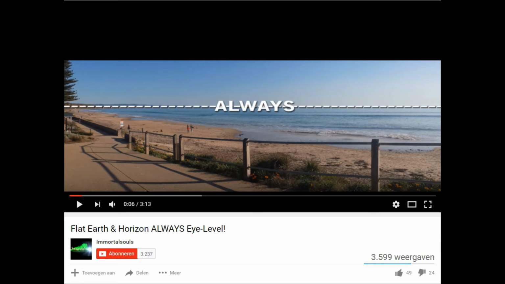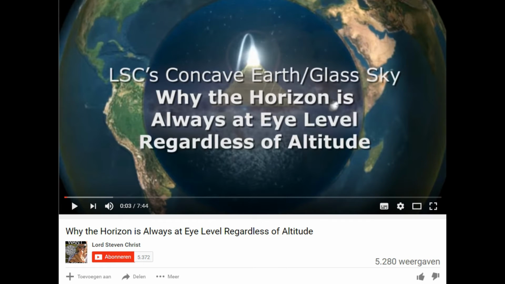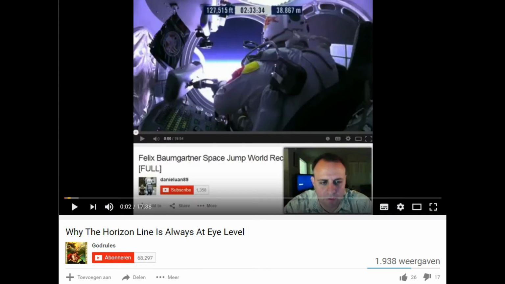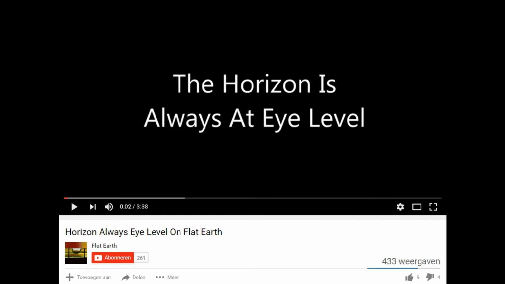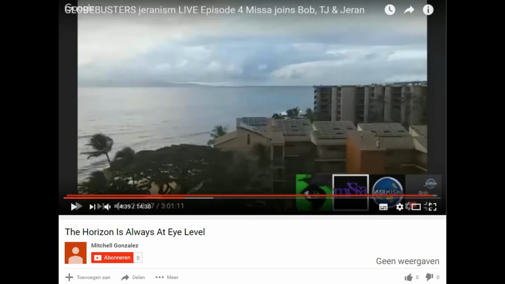One remark you can be sure of getting sooner or later from a flat earther is, the horizon always rises to eye level, no matter how high you go. And indeed, you have the horizon in the center of your view most of the time. But does that mean that the horizon always is at eye level? First, we have to get our definition straight.